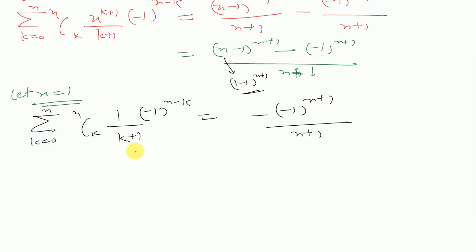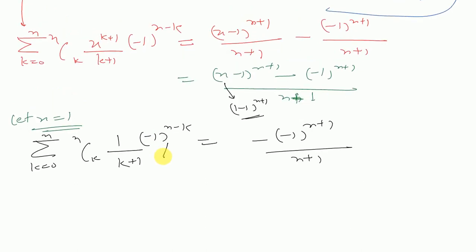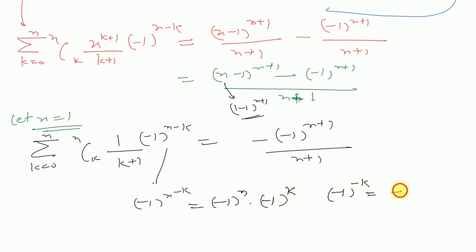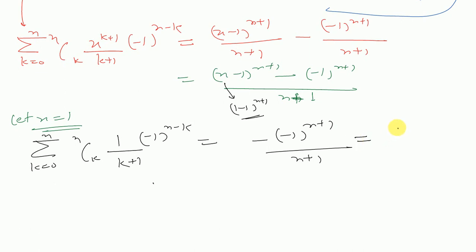Yeah. Now the next step is, let's see what I can write. Can this minus 1 raised to the power n minus k be written as minus 1 raised to the power n times minus 1 raised to the power k, because minus 1 raised to the power minus k is also the same as minus 1 raised to the power k, isn't it? Yes. And also this quantity is nothing but minus 1 raised to the power n, or you can say minus 1 raised to the power n plus 2. Both are the same. So I am writing minus 1 raised to the power n upon n plus 1. Here it is already minus 1 raised to the power n, and here also minus 1 raised to the power n. These will cancel out and we are left with 1.